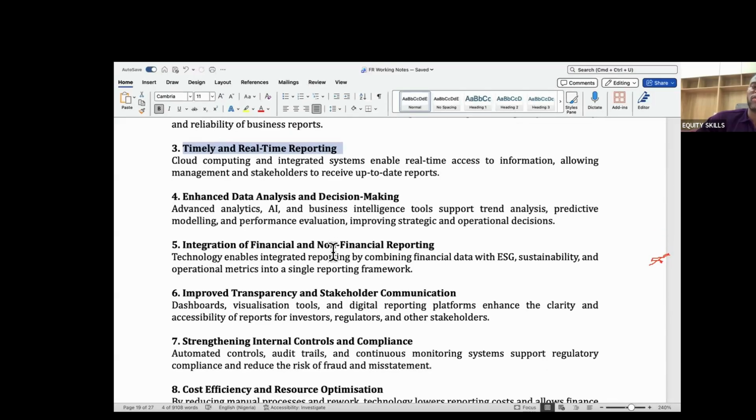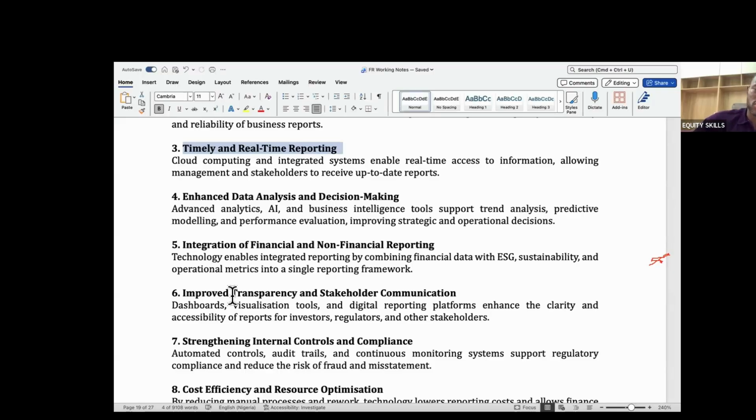And there is now integration of financial and non-financial because non-financial are also disrupted with this technology. So it's easy to then present financial and non-financial reporting into a single reporting framework. You can easily do that. And transparency and stakeholder communication becomes improved because this technology is digital. Anybody can log on and see it.